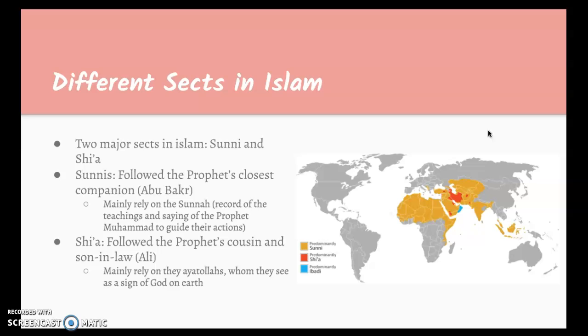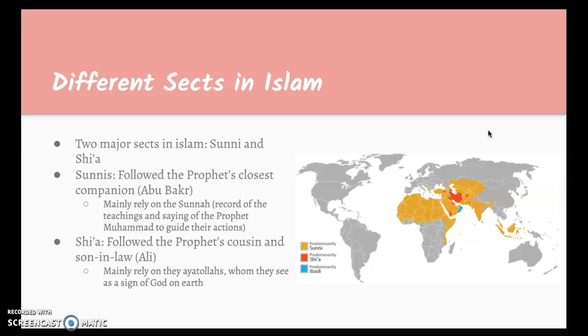So for Sunnis, they believed that the Prophet's closest companion should be who they are following, and in this case, it was Abu Bakr. And they mainly rely on the Sunnah, which is a record of the teachings and sayings of the Prophet Muhammad, to guide their actions.